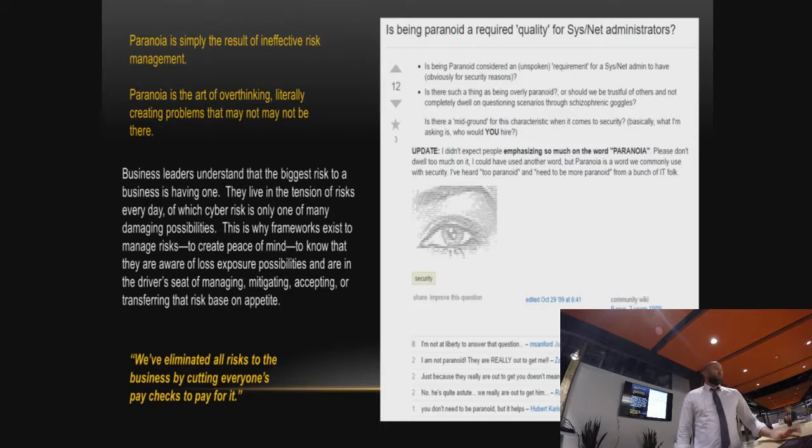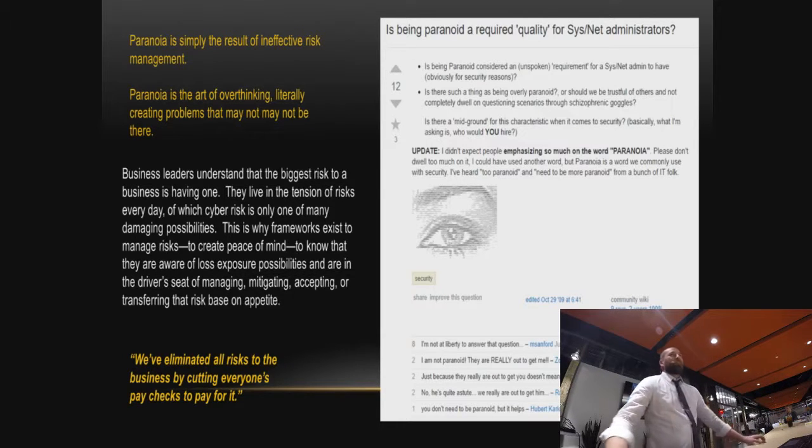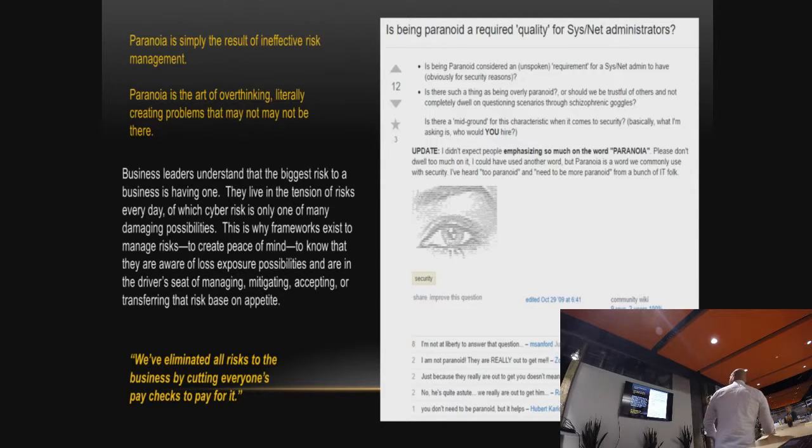So, quote at the bottom, how many here would like their paycheck cut in order so that there are no security risks to the business? Probably nobody. But that's the reality if you're sitting in a business leader financial chair. So this idea of paranoia will come up later in this presentation. I actually prefer to think about security in terms of, I want knowledgeable people. I want highly creative people. I want motivated people.